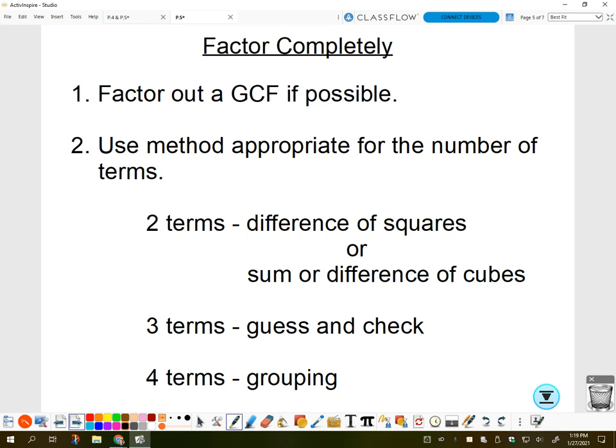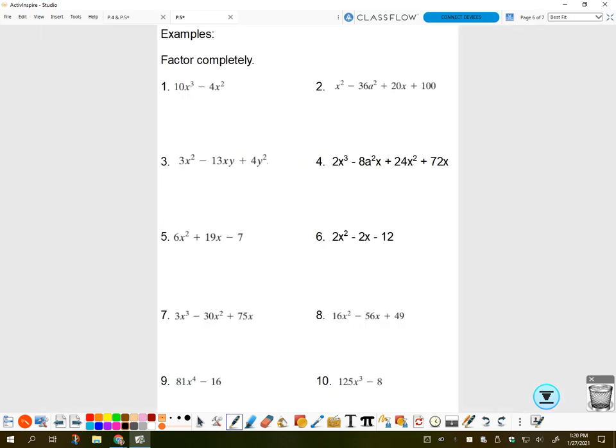So if there are 2 terms, it's either a difference of squares or a sum or difference of cubes, or you're done. If you have 3 terms, you're going to try to guess and check. If you have 4 terms, we're going to use grouping. All right, so here are some examples of that.